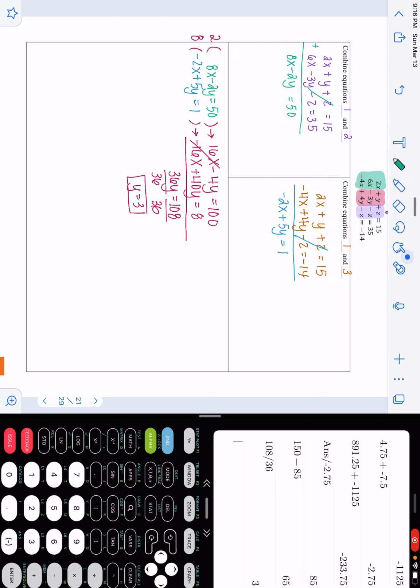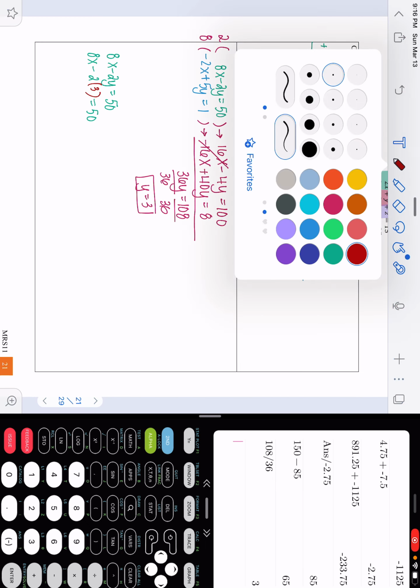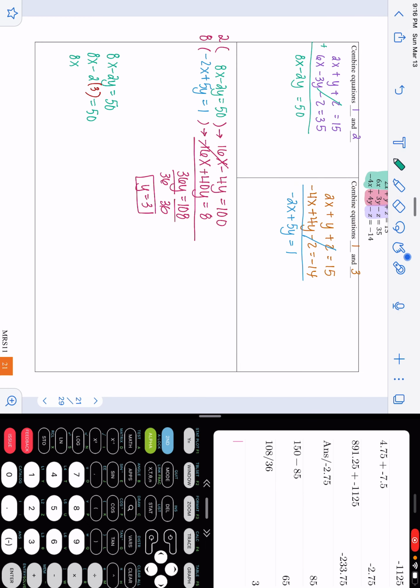I'm going to use the one in green, okay? So I'm going to do 8x minus 2y is equal to 50, and now I know what y is. I can plug in for y. So this is 8x minus 2 times 3, equals 50, and we're plugging in 3 for y. So this is 8x minus 6 equals 50. Add 6 to both sides. We get 8x equals 56.